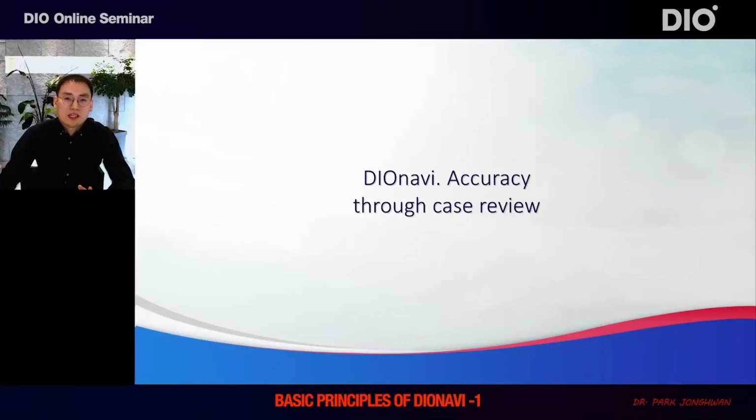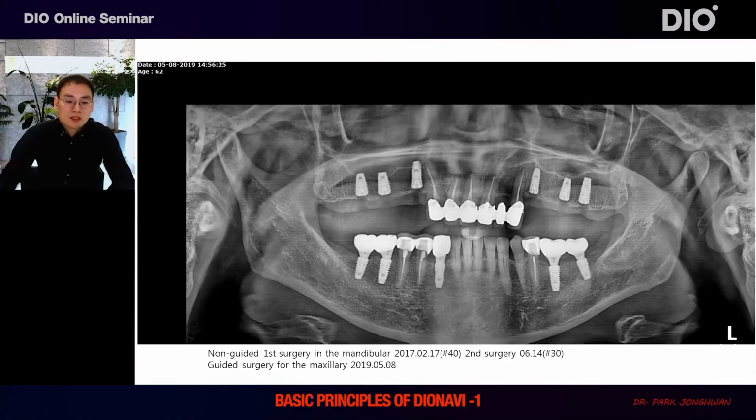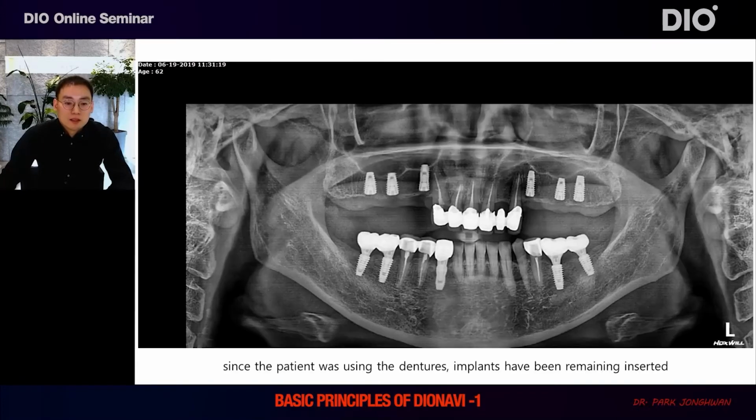Let's take a look at a case regarding precision. This is a patient with an upper denture. We decided to treat the lower part first. In 2017, I placed implants in the lower part by hand. It was general surgery. In 2019, I placed implants in the upper part with DIO Navi.